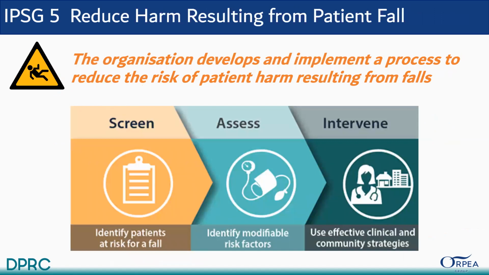The sixth goal is reduce harm resulting from patient falls. So screen, assess, and intervene. That is why we have a fall risk assessment. We are doing fall risk assessment for pediatric as well as adult patients. If patients are at high risk for fall, we are notifying the physician as well as the treating team, and we are doing periodic assessment. We also maintain a KPI for fall risk.